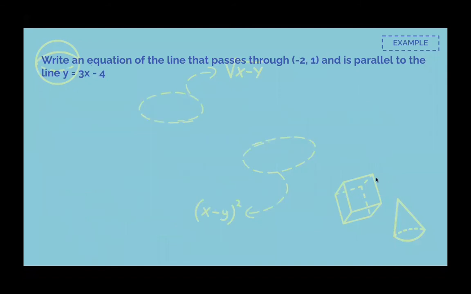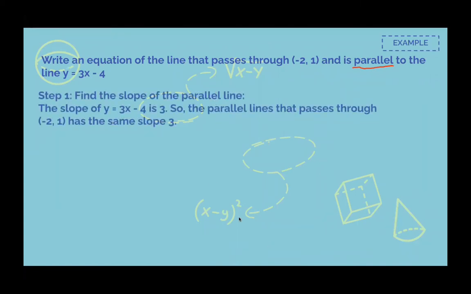Let's go ahead and do another one very similar to that one. We have: write an equation of the line that passes through (-2, 1) and is parallel to the line y equals 3x minus 4. Okay, so we're going to first find our slope. Once again, we're finding for the line that is parallel. So let's go ahead and lay this out.